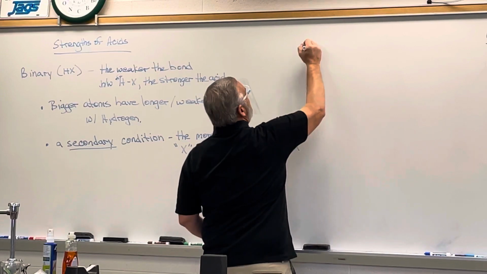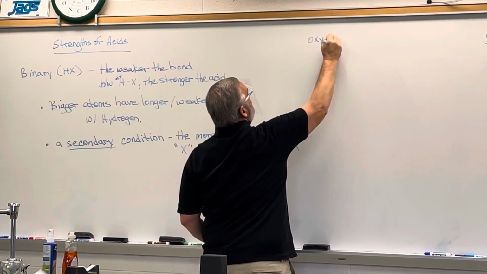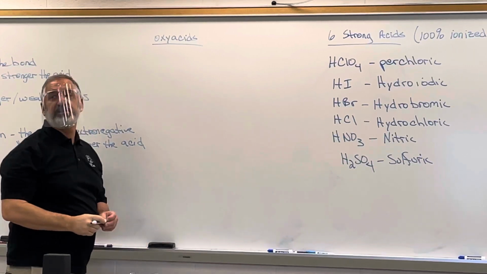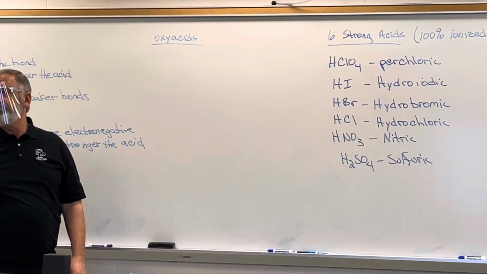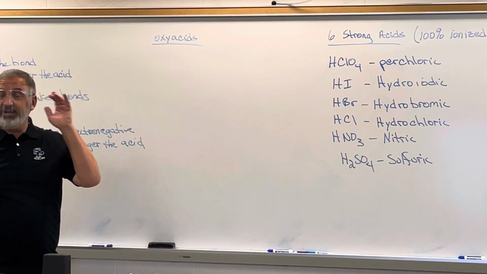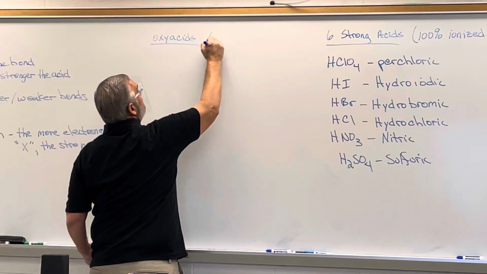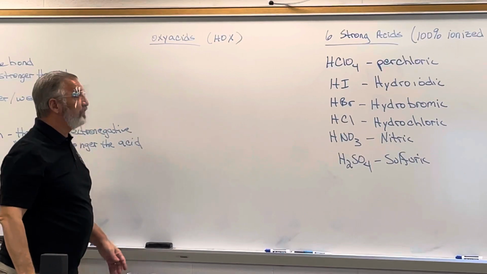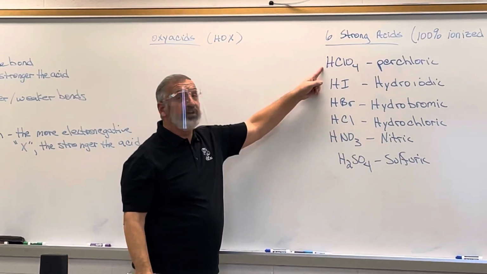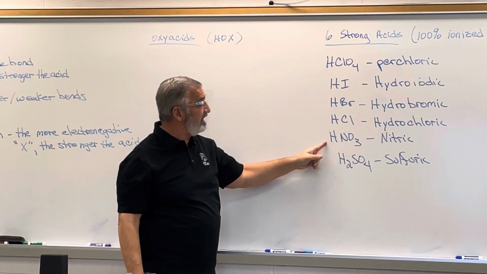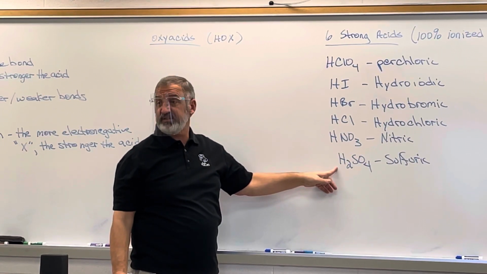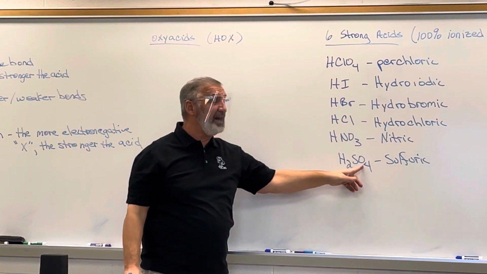All right, so now we have oxyacids. What do you think an oxyacid is? It has an oxygen in it. It's going to be HOX. That's what HClO4 is, an oxyacid. HNO3 is an oxyacid, H2SO4 is an oxyacid. You have a nonmetal, oxygen, and hydrogen.